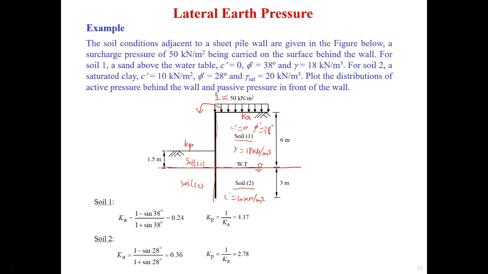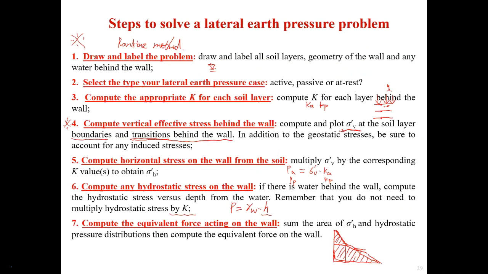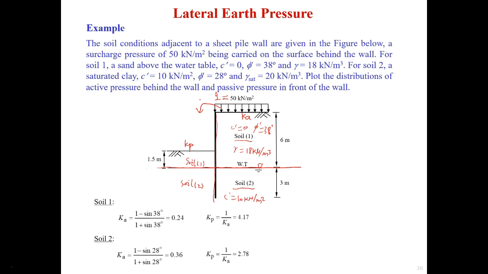So by now we have already completed three steps. That's already step three. Step four is really important. In step four, we have to calculate the vertical effective stress for each layer boundary and also for the transition point. But before that, I would like to list the formula for the active pressure that we derived in the previous slide, and also another one for the passive pressure calculation. So that's for our later reference.